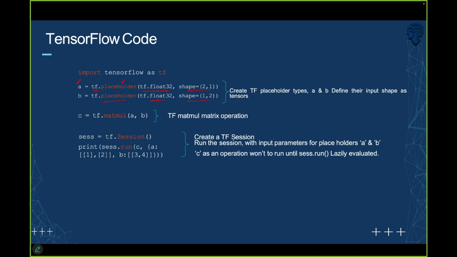Then session, create a tf session that runs the session with input parameters for the placeholders A and B in this case. Session, tf.Session, print session run A and B. C as an operation won't run until session run, lazy evaluated. And these are examples of session output you will expect from this. This is a bare minimum understanding of the TensorFlow code, the syntax and the format. You will see the code in the programming.